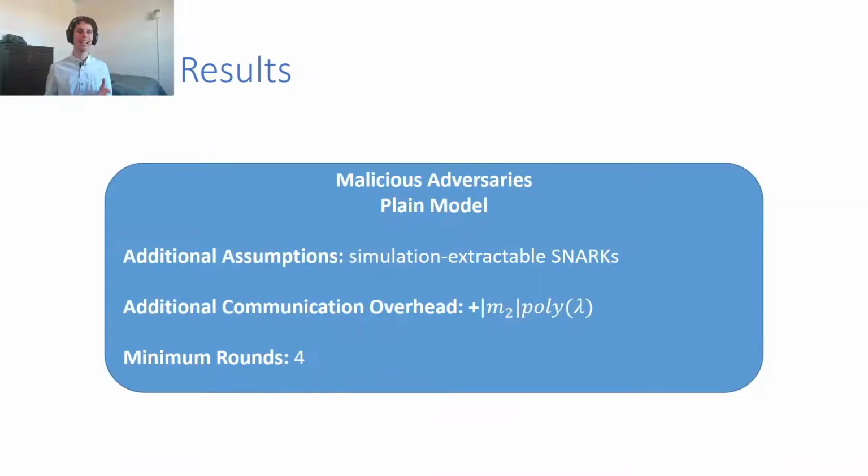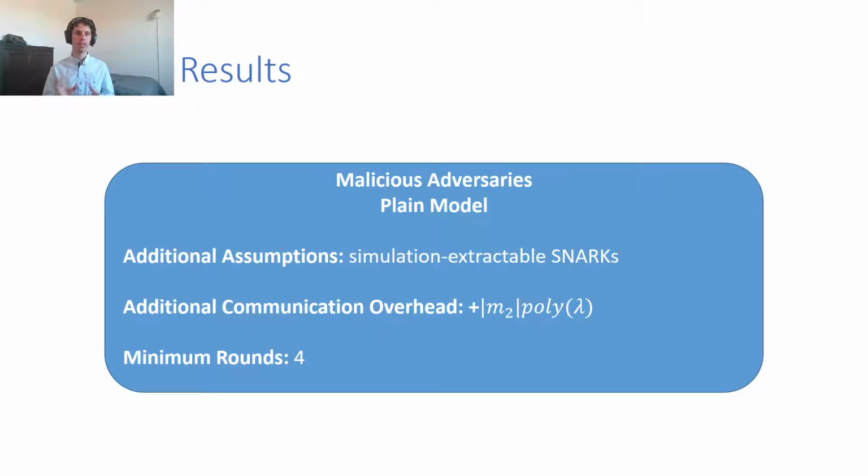Given these results, a natural next question is whether or not we can get security against malicious adversaries, which can act arbitrarily and don't have to follow the protocol at all. And we want this in the plain model where we don't have a common reference string.